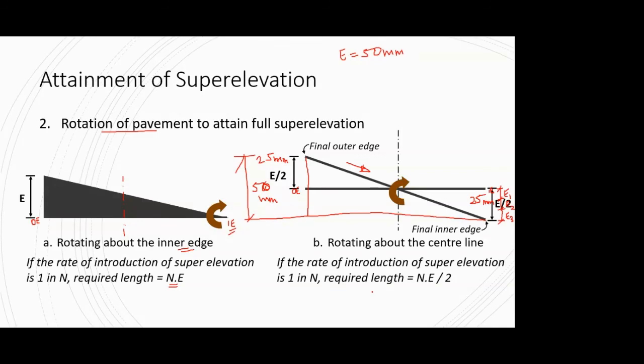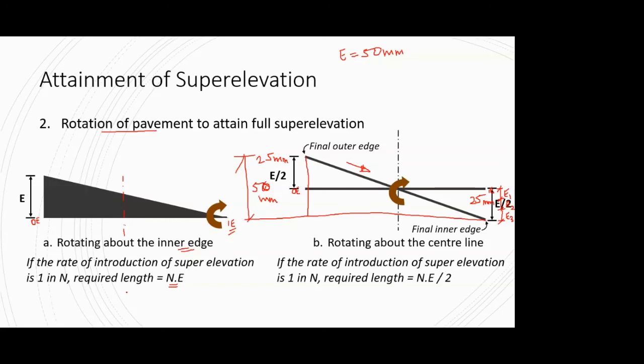Now coming to the application. As I told you in the previous one, the method where we eliminated the crown, either by raising the outer edge or by shifting the crown, had a limitation: it was not possible to use where the superelevation was greater than camber. So in that case our elimination of crown method was not useful. That's why we saw this method number 2. In method number 2 also we saw two sub methods, 2A and 2B, rotating about the inner edge and rotating about the center line.